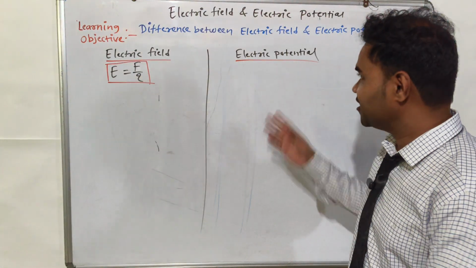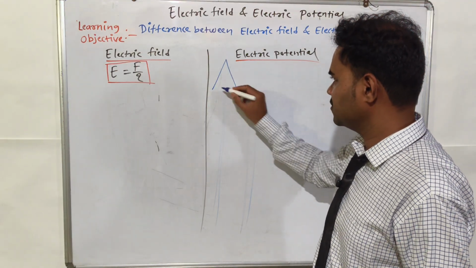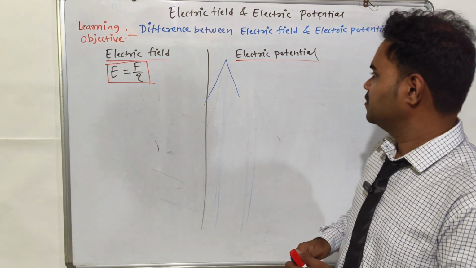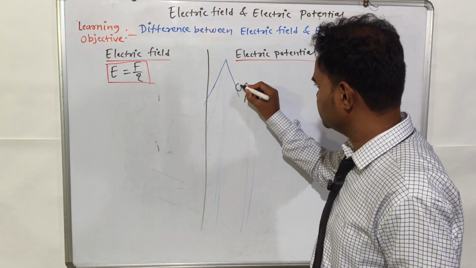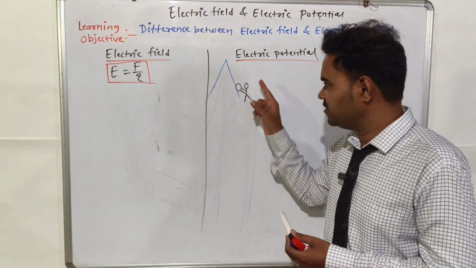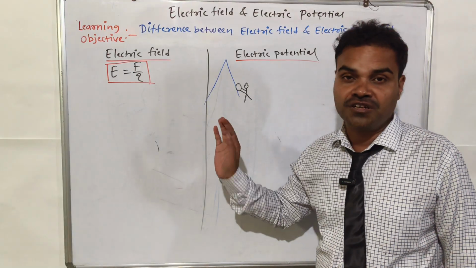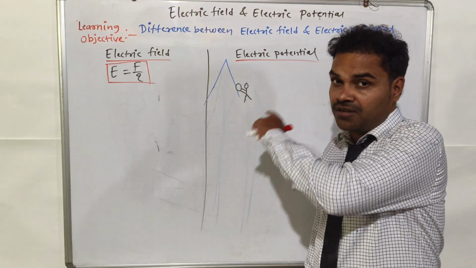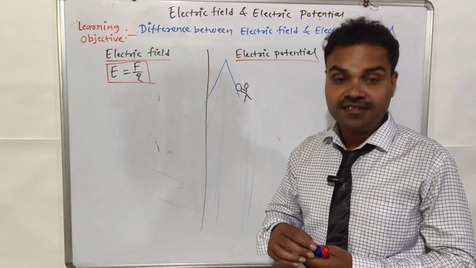Again, to understand the concept of electric potential, I take one example. One boy is here, one boy is here, who is trying to push a big sphere up the hill. The work must be done. When he does work, then and only then the sphere will be pushed.